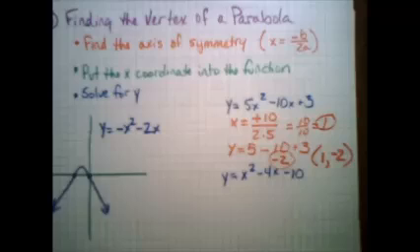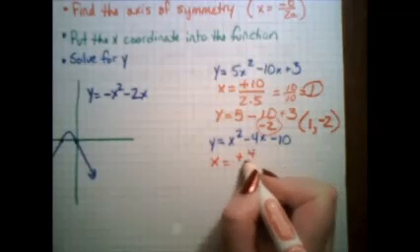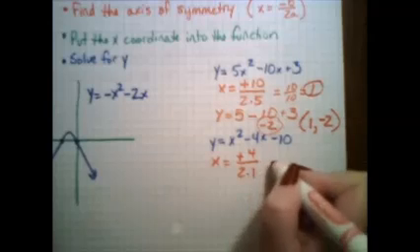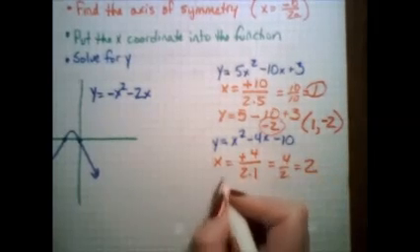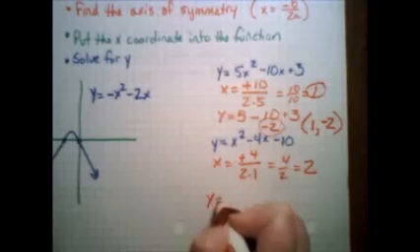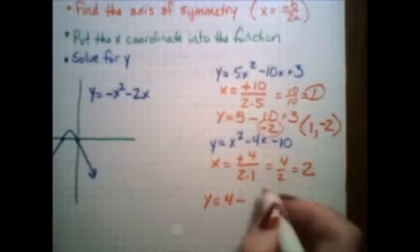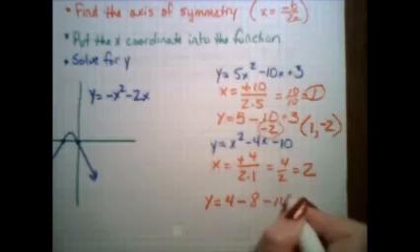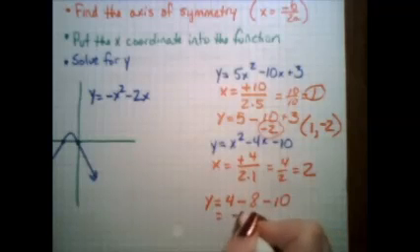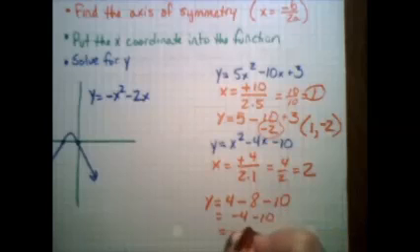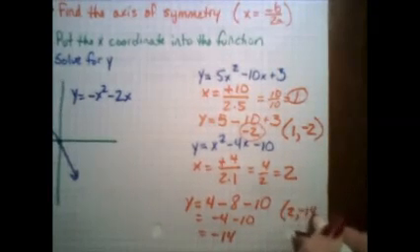Let's try another one. X equals -b over 2a. 4 over 2 is 2. We're going to stick 2 in here. Y equals 2 squared, which is 4, minus 4 times 2, which is 8, minus 10. 4 minus 8 is -4 minus 10, which is -14. So our vertex is 2, -14.